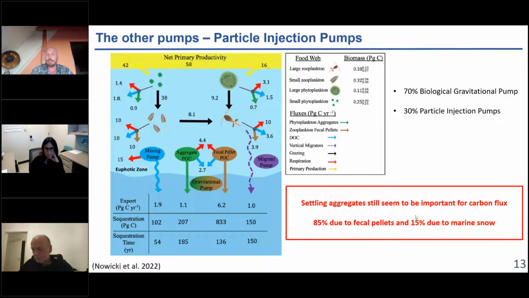And I think it's quite interesting still to consider what are actually the processes we need to focus more on in the models. Is it fecal pellets or marine snow? I think it's seasonal and it's regional, but it's something we really don't know. And just to put out numbers saying it's 85 versus 15 is of course dependent on what you put into the model, but I think these numbers are still up for debate, sure.